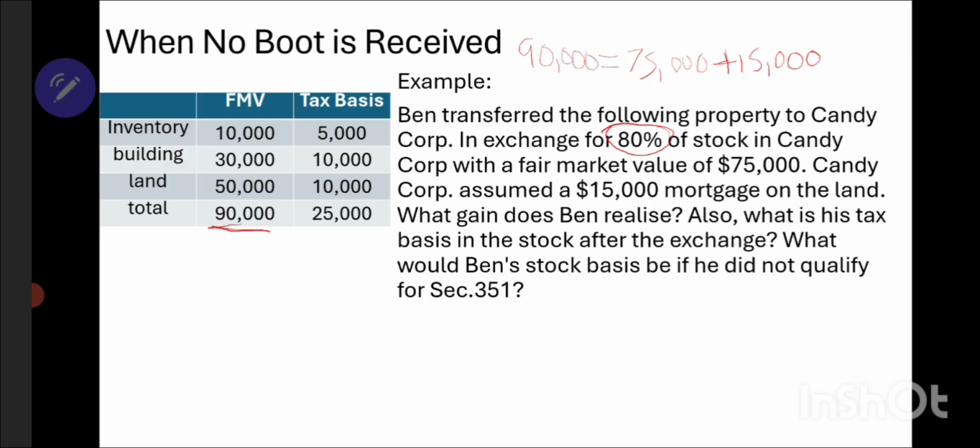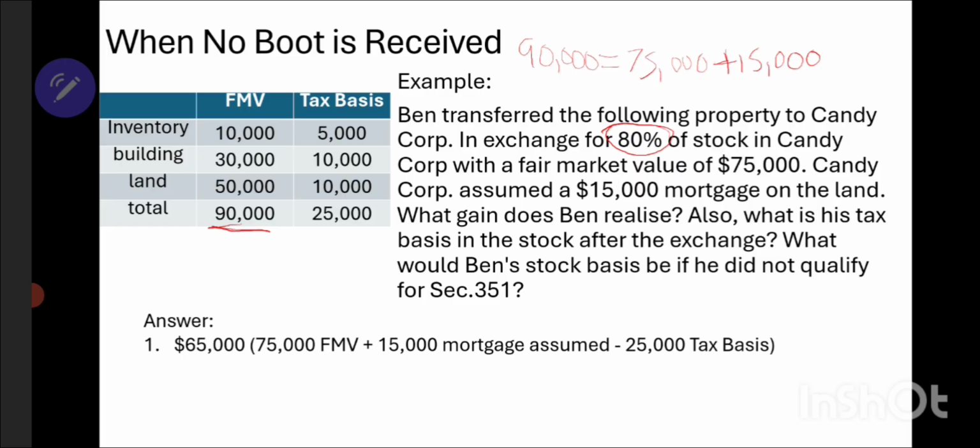Now, this is more of a formula than anything else. Ben realizes $65,000 of gain. And this is how much he realizes, not how much he recognizes. So he realizes $65,000. We take the fair market value of those assets received. Actually, no, the fair market value of the stock. I should have clarified that. The fair market value of the stock plus $15,000 of the mortgage assumed minus the tax basis. That makes sense, right? That's the fair market value minus the tax basis. That's how much gain he realizes when no boot is received.